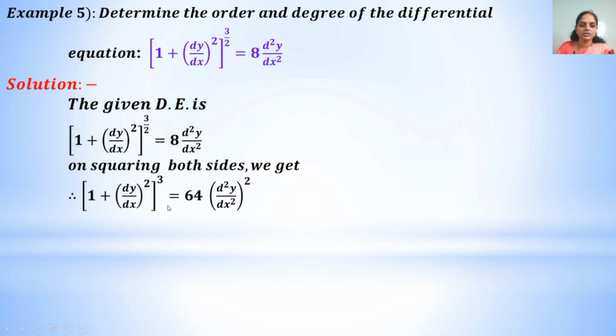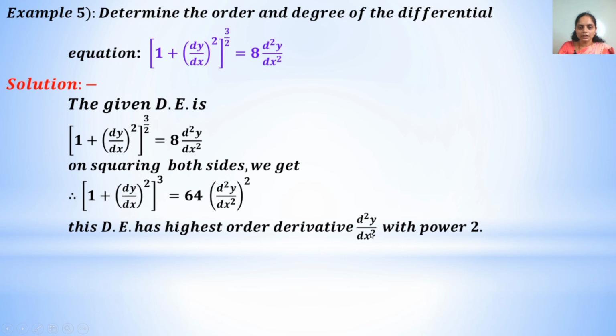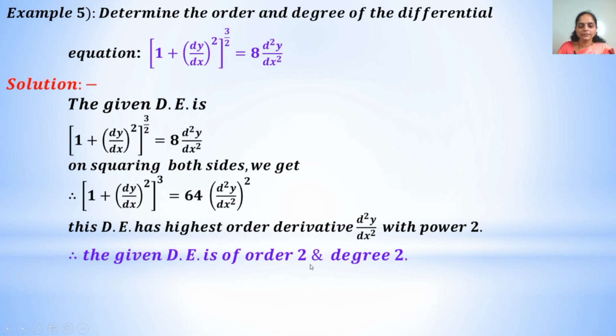Now, in this differential equation, there are two derivative terms. First is dy by dx and second is d2y by dx square. Between these two terms, the highest order derivative term is d2y by dx square. So, order of this differential equation is 2 and the power of this highest derivative is 2. So, the degree of this differential equation is 2. Therefore, the order of this differential equation is 2 and degree of this differential equation is 2.